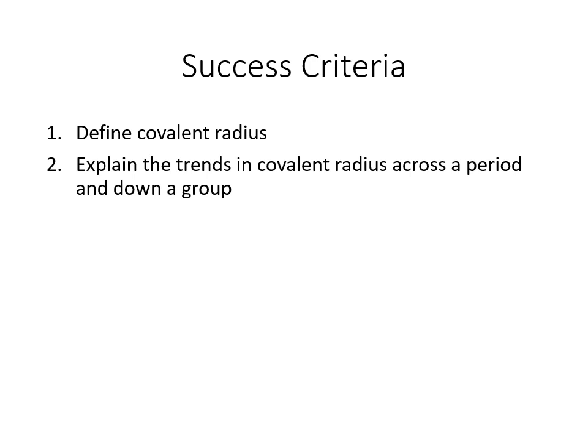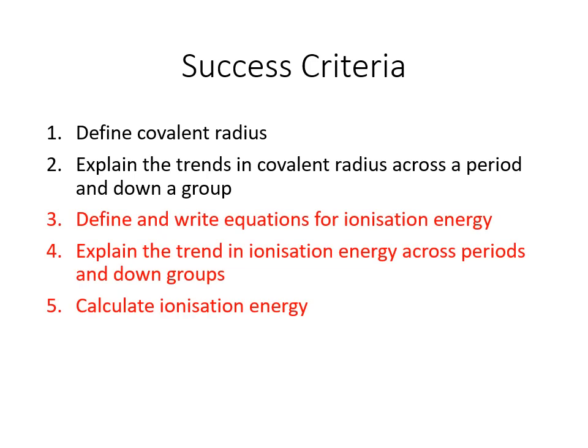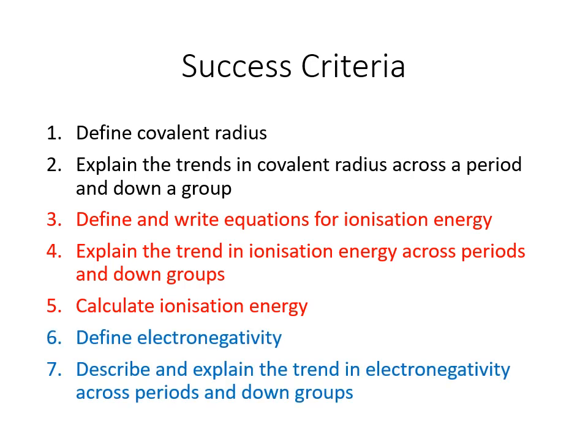So here's what we've covered today. We've defined the covalent radius, we've explained the trends in covalent radius across a period and down a group, we've defined and written equations for the ionization energy, we've explained the trends in ionization energy, we've calculated the ionization energy, and lastly, we defined electronegativity, and we described and explained the trends in electronegativity across periods and down the groups.